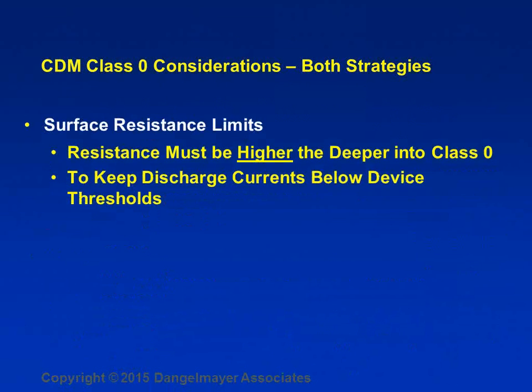To consider both strategies, one approach for class 0 is, again, the surface resistance. As you go deeper into the class 0 region, the resistance at the point of contact, or at touchdown, needs to increase, to provide better protection and resistance to those high discharge currents.